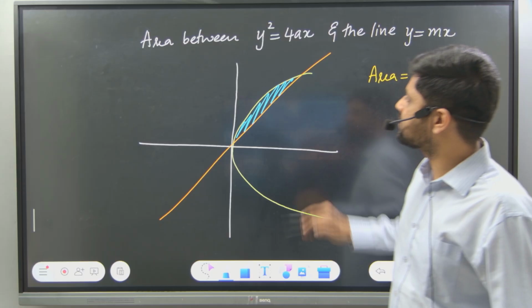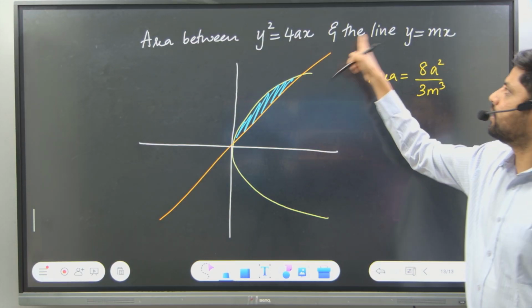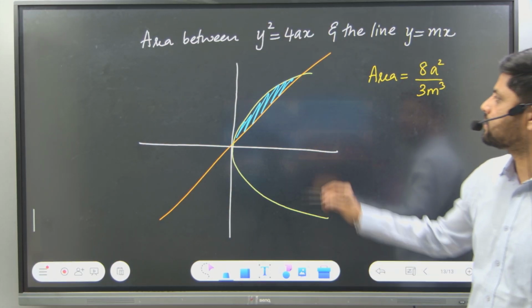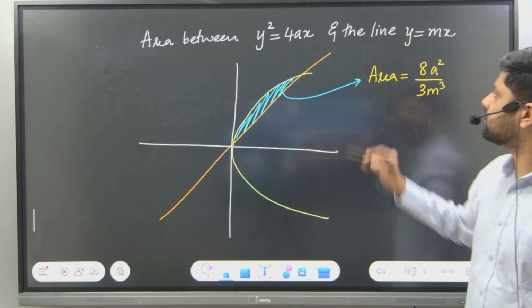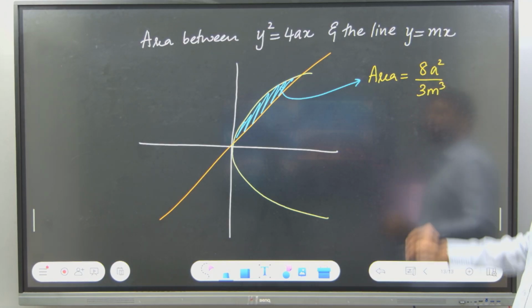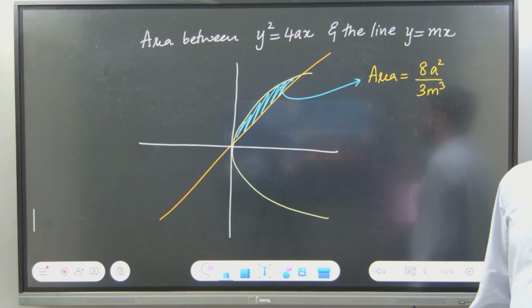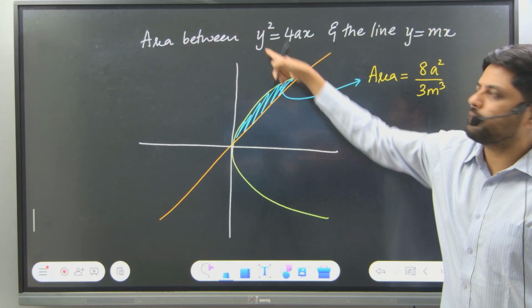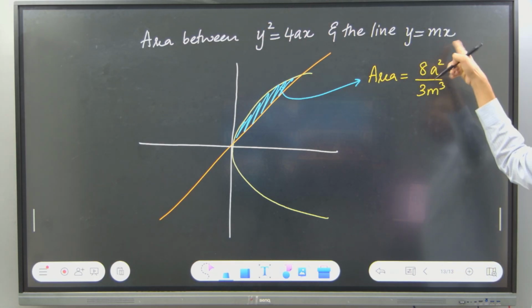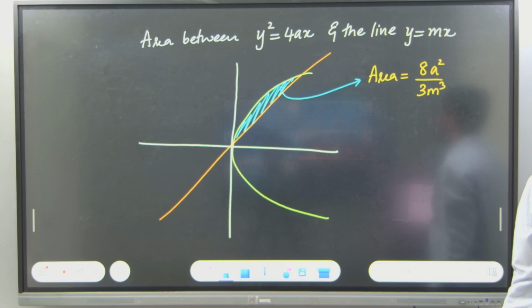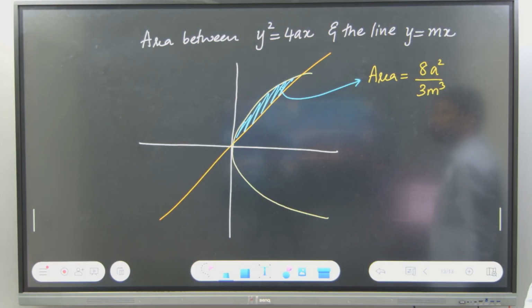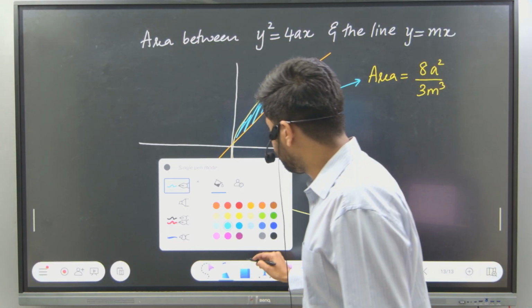Is it understood? Yes, area between the curve and the line y is equal to mx is given by 8a square by 3m cube, where a you will get from the equation of the parabola, m you will get from the equation of the line. Can we solve a problem? Yes. Let me take an example.